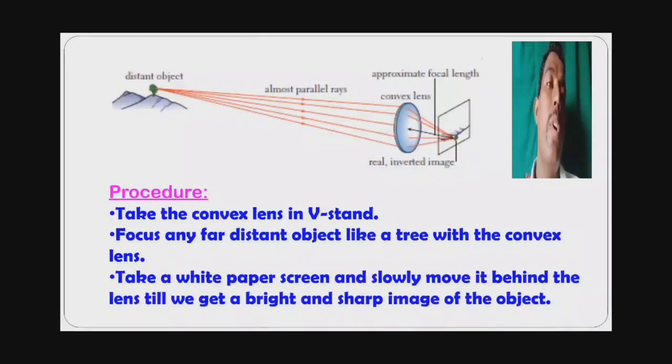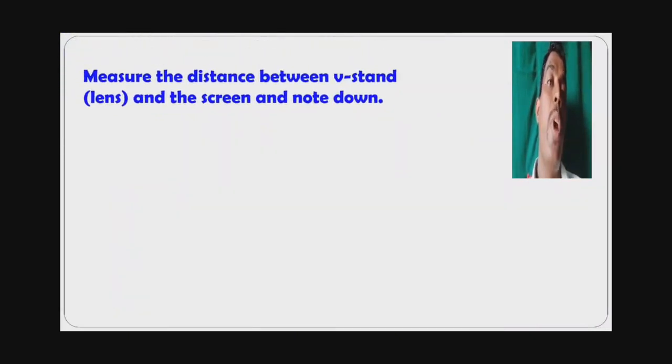Take a white paper screen and slowly move it behind the lens till we get a bright and sharp image of the object. When we get the sharp image of the object, measure the distance between the lens and the screen, that is the image distance.